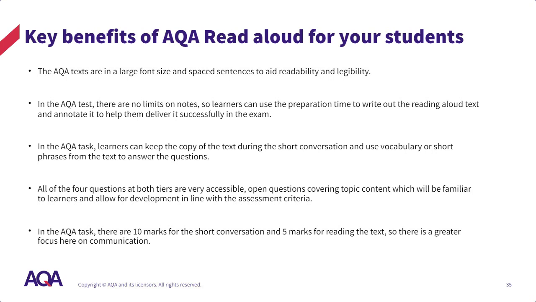In the AQA task, students can keep the text during the short conversation and use vocabulary or short phrases from the text to answer the questions, and we are the only accredited exam board to allow this. All of the 4 questions at both tiers are very accessible, open-style questions which cover topic content which will be familiar to students from teaching and learning and allow for development in line with the criteria. In the AQA task, there are 10 marks for the short conversation and 5 marks for reading the text, so there is a greater focus here on communication.